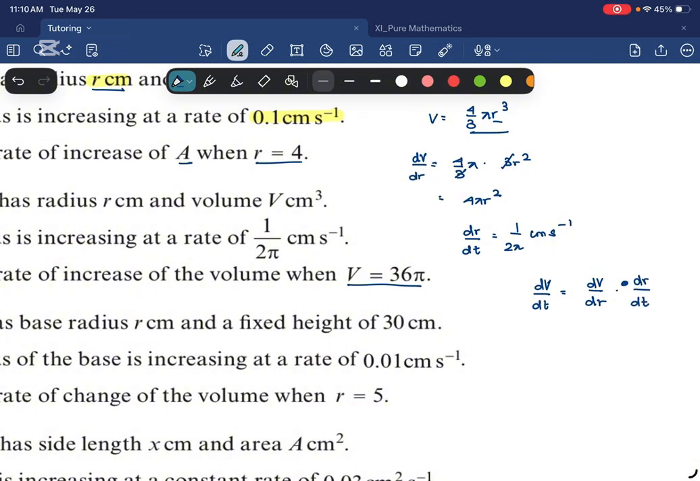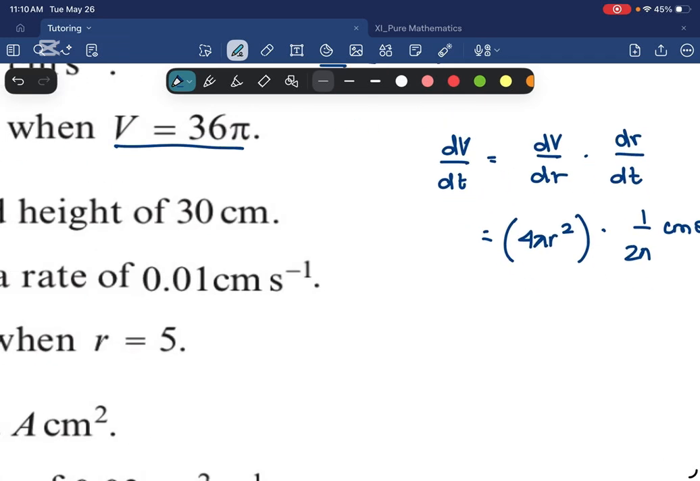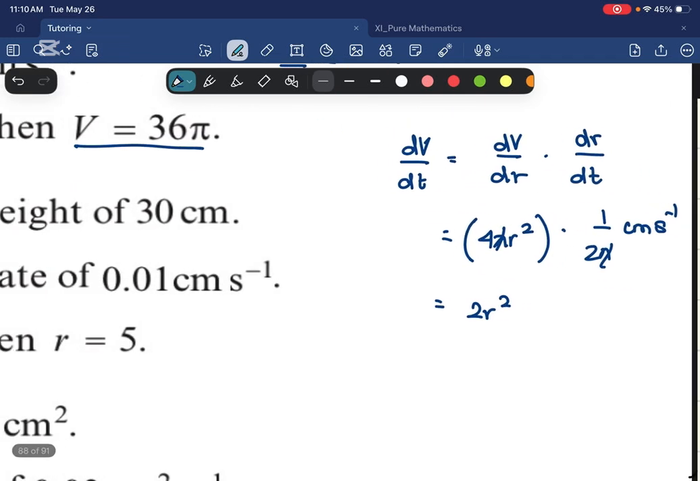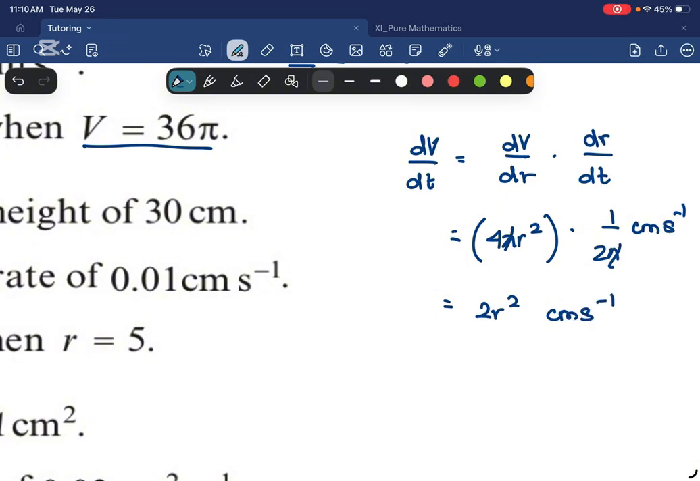So I will be left with dV by dt here. Now I know what dV by dr is. That is 4 pi r squared. And I know what dr by dt is. That is 1 over 2 pi centimeters per second. So let's simplify this first. Pi and pi cancel out. 4 divided by 2 is going to give me 2r squared centimeters per second.